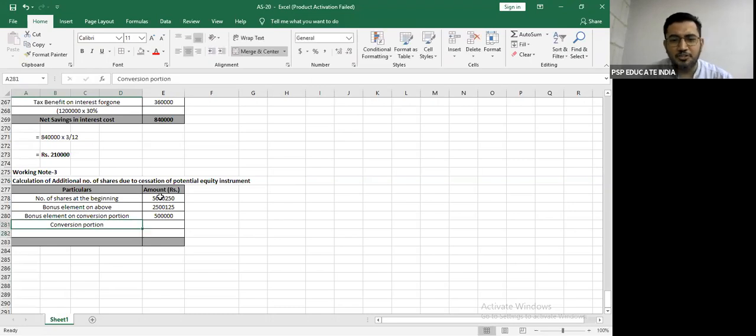And finally, how many number of shares will be converted? How many debentures are going to get converted? 1 lakh. 1 debenture into 10 equity shares. So how much do you get? 10 lakhs.